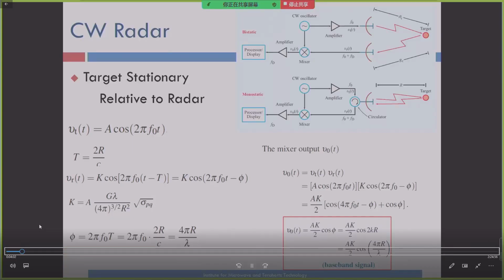So here the first thing we should introduce is the CW radar, the continuous wave radar. It is the simplest radar, right? And we firstly consider our target is a stationary target relative to the radar. That means if the radar moves, the target moves in the same direction and with the same speed, or if the radar is fixed, the target is also fixed.